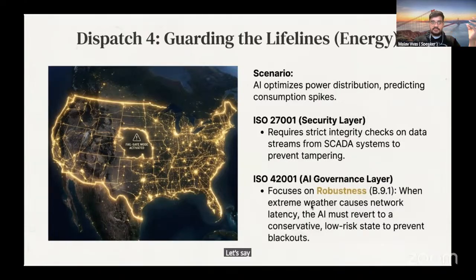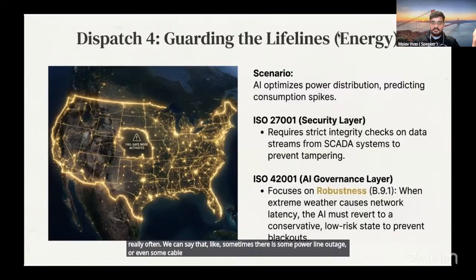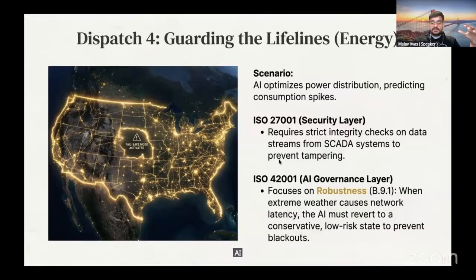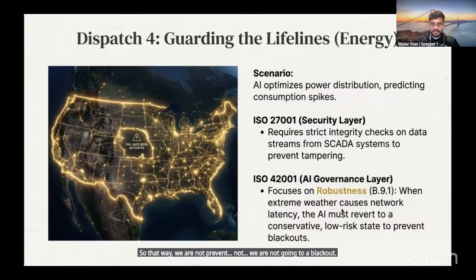Let's say in extreme weather, like a snowstorm or something that disrupts the internet, network latency, right? So it comes up really often. We can say that sometimes there is some power line outage, or even some internet cable gets broken. In that case, AI must revert to lower-risk, non-AI-based or non-network-related predictions. That way we are not going to a blackout. So we are ensuring that the AI system is working perfectly.